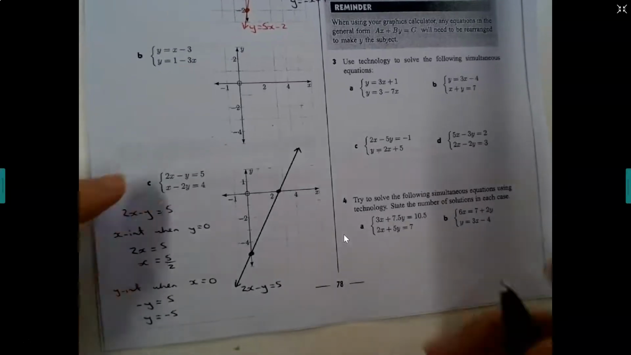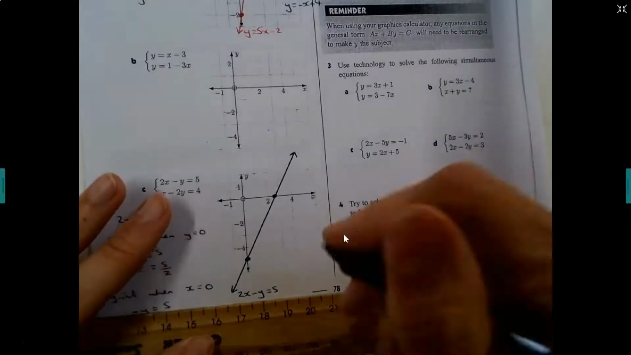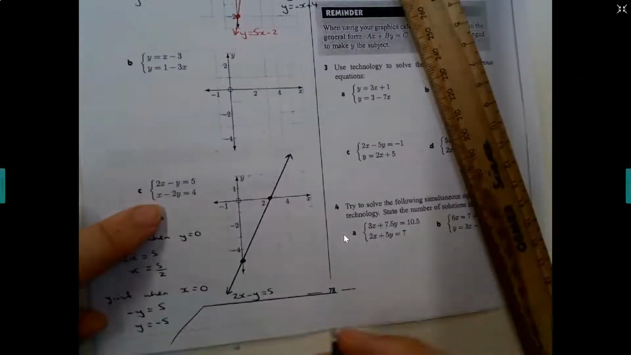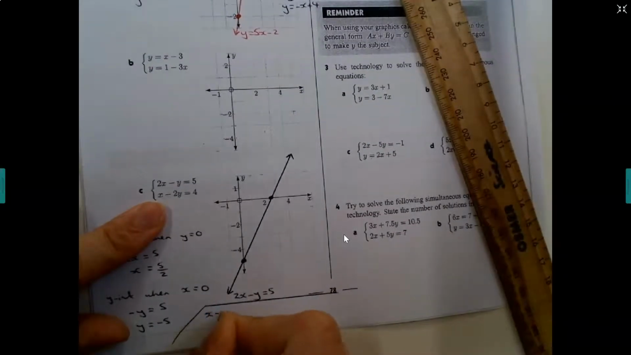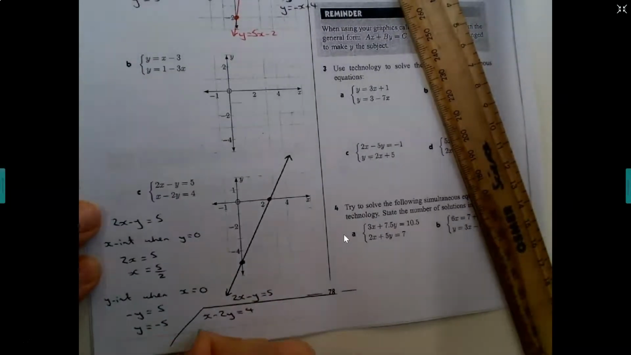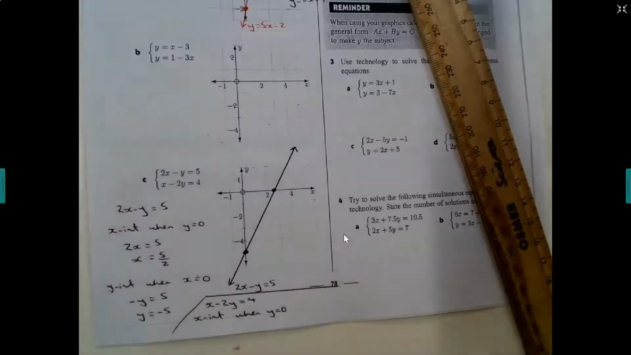Now, we have to graph the other one still. So let's consider our other one. If I have, let me just give myself a little bit of room down here. So let's consider this one here. x minus 2y is equal to 4. So let's first find the x-intercept. x-int when y is equal to 0.